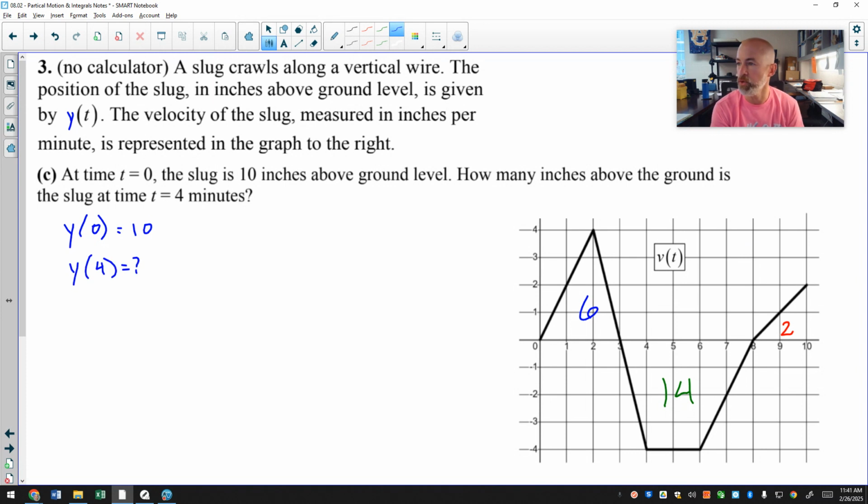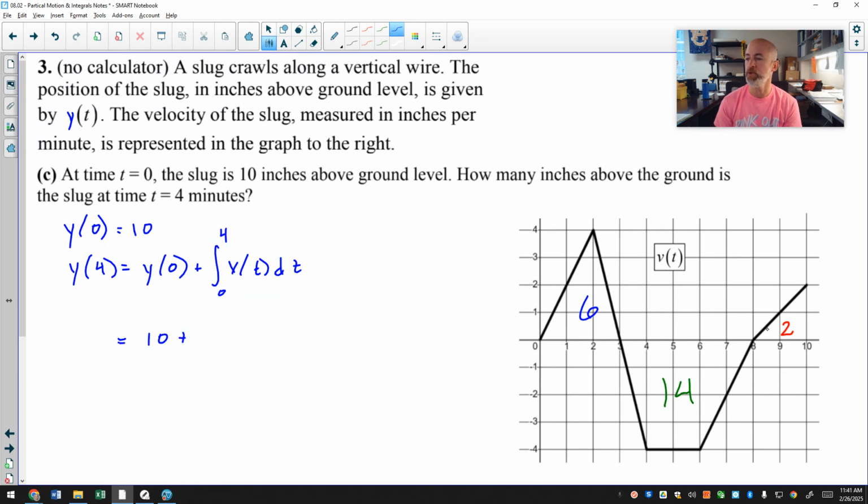And this is your net change theorem. I need to know what is the displacement. I need to know how far did this slug move from 0 to 4. So I need the displacement from 0 to 4. And if I started at 10, I'll just add the displacement to my initial position. And so y of 4 is going to be that initial position plus the displacement, which is the integral from 0 to 4 of velocity dt. Initial position is 10.